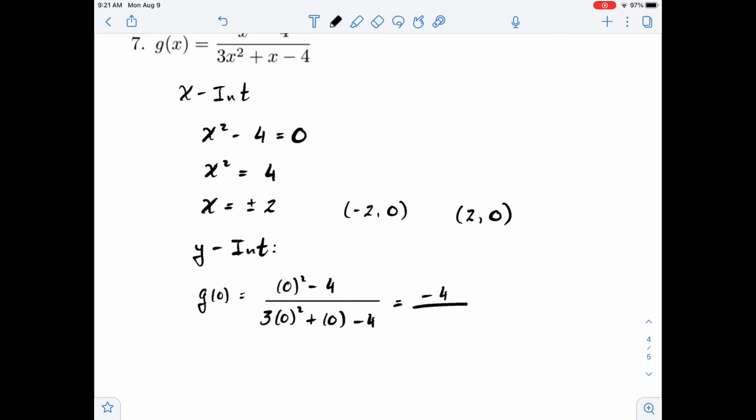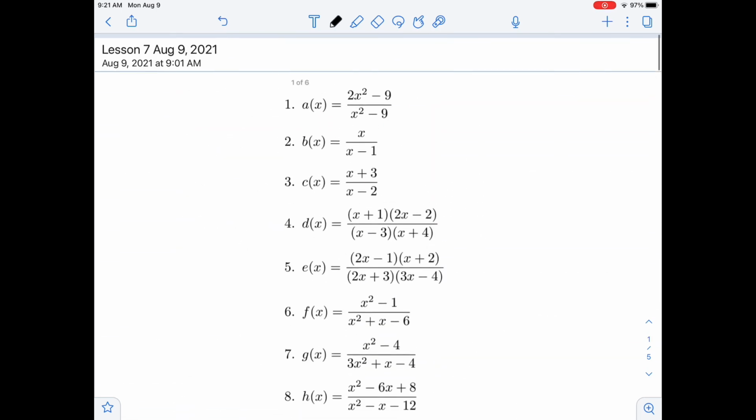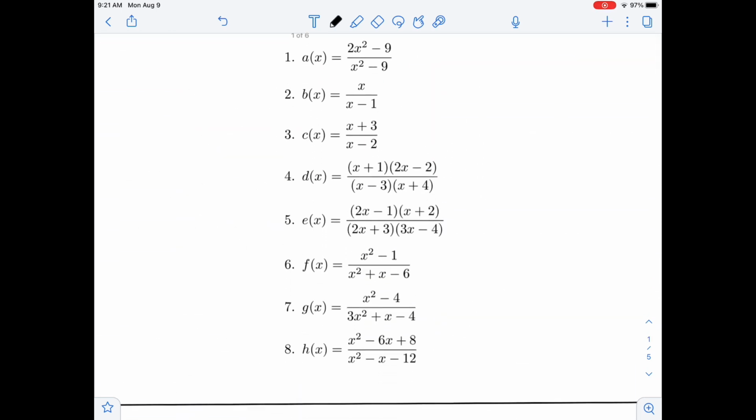That's my numerator. And downstairs, 3 times 0 squared is going to be 0 plus 0. I still am at 0. Take away 4, I'm at minus 4. So I have minus 4 in my numerator, minus 4 in my denominator. That is 1. Minus over minus gives me plus. 4 over 4 is 1. And so my y-intercept is, excuse me, almost wrote 1, 0. It is 0, comma 1. That is my y-intercept. And that is how we go about finding the x and y intercepts of these problems.